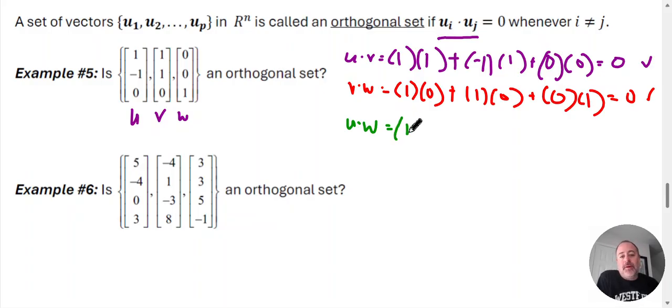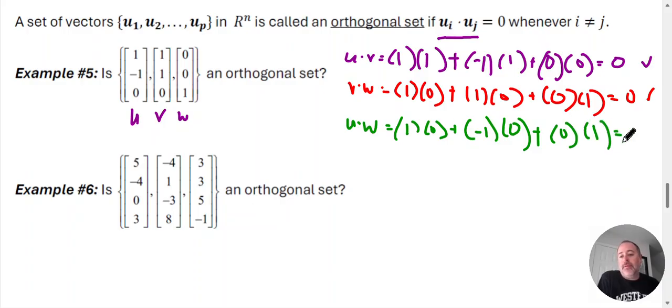And the last one is UW, a dot product of 0. And so 1 times 0, -1 times 0, plus 0 times 1, and we get 0, 0, 0 again, so we get the answer of 0. So we can say with certainty that yes, these are an orthogonal set.